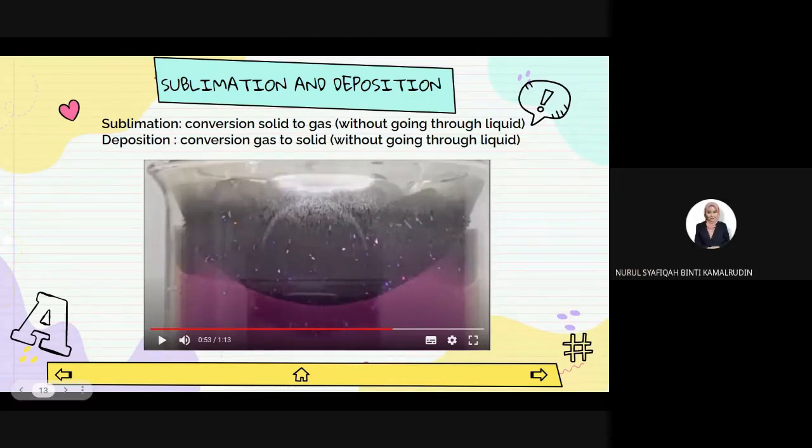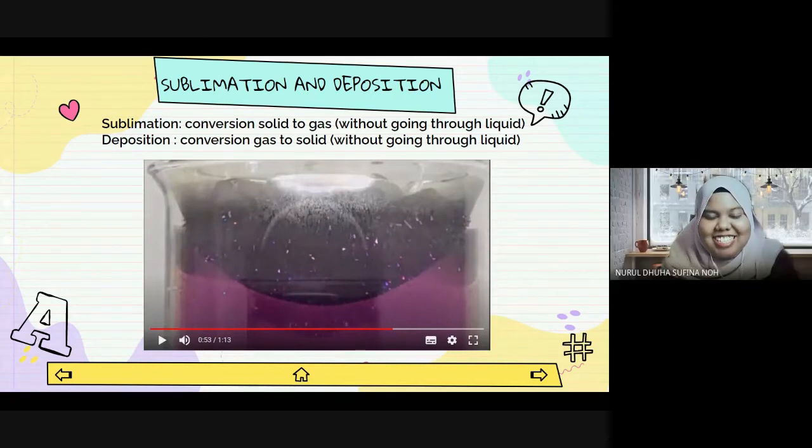From this video, we can see that iodine is in the form of solid. So when we heat it, it will form iodine vapor, which is in the gas state. It is known as the sublimation process. Next, when we cool down the iodine vapor, it will form solid iodine. It's known as the deposition process. Is it clear? Okay. Yes, correct.